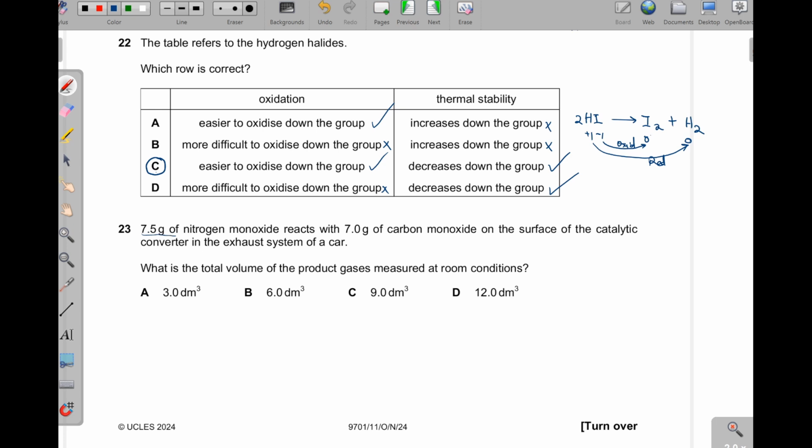Question 23. 7.5 grams of nitrogen monoxide reacts with 7.0 grams of carbon monoxide on the surface of the catalytic converter in the exhaust system of the car. What is the total volume of the product gases measured at room conditions? Now, we need to know the reaction. So we have nitrogen monoxide as a gas, then it reacts with carbon monoxide as a gas to give us two gases. One is nitrogen as a gas, and the other one is carbon dioxide.